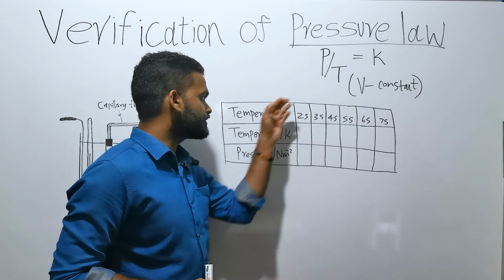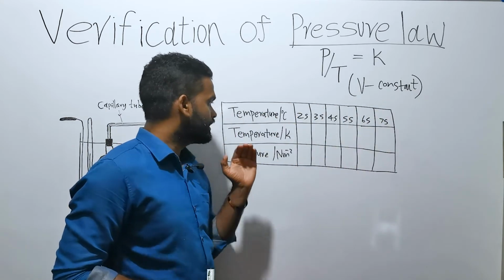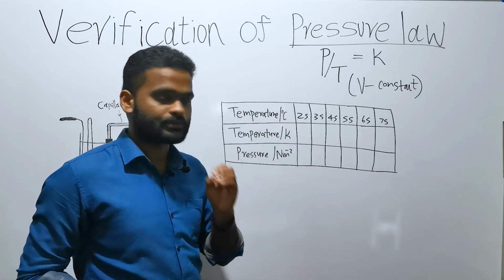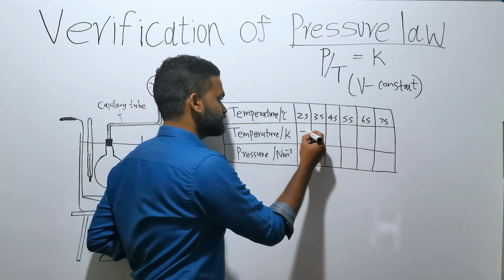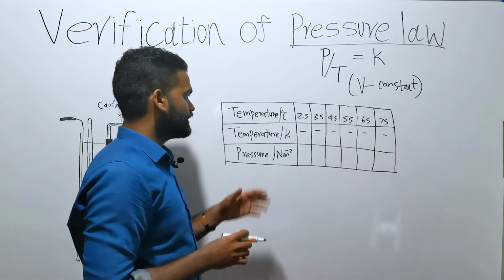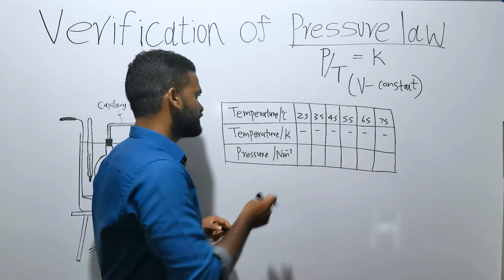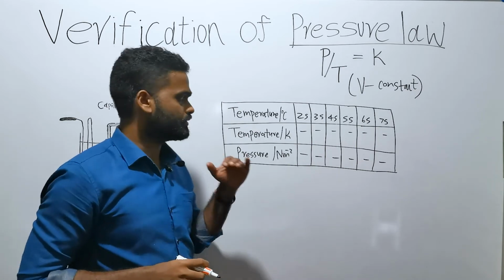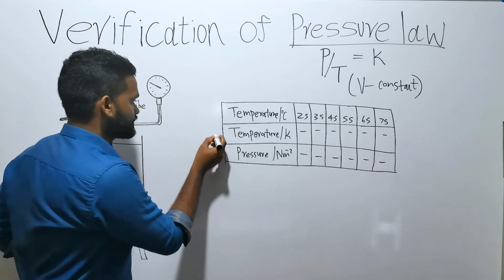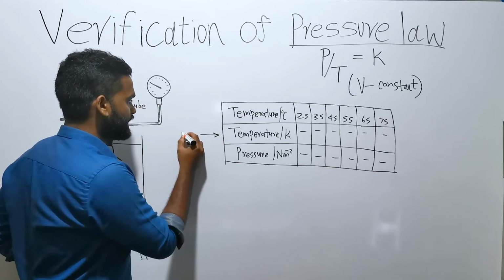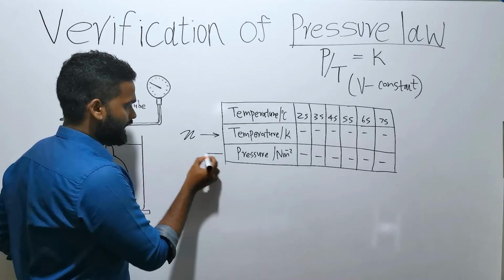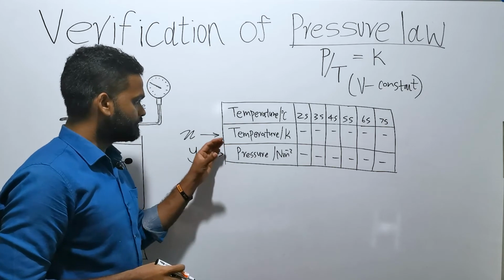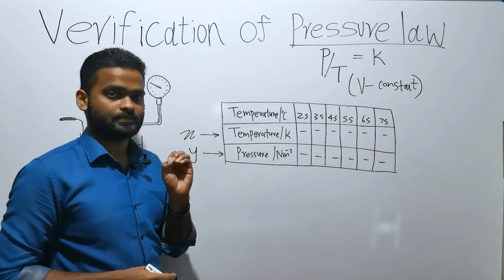The first row has temperature readings in centigrade. Then you have to convert those temperatures into absolute temperatures by adding 273 and fill this second row with those temperature readings. And you have to include the related pressure readings in the last row of this table. So this row contains all the x values and the last row contains all the y values. So pressure is the dependent variable and x is the temperature.